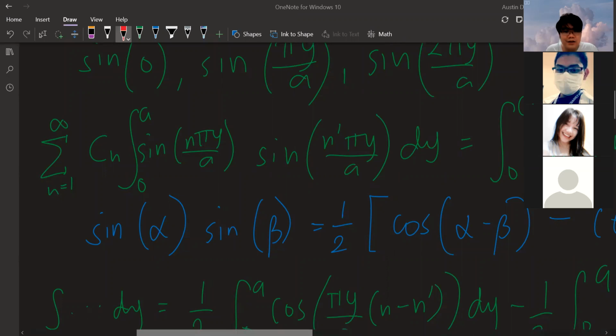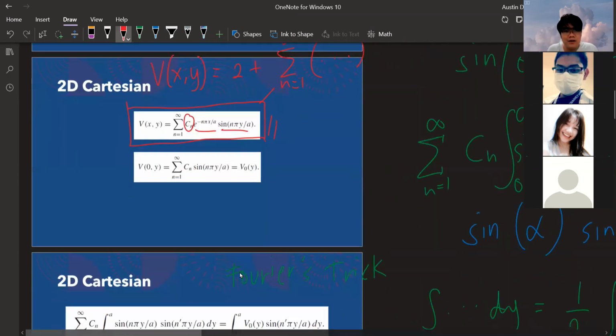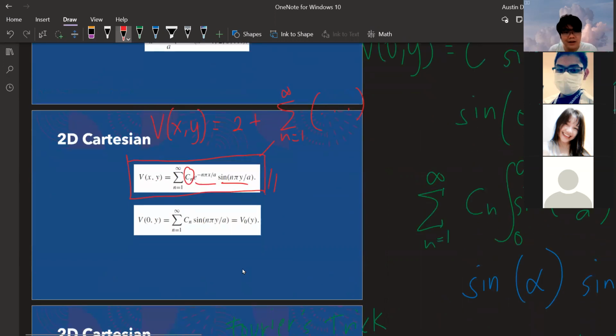Okay. So, ang problema kasi, ito yung problem natin, di ba? Kailangan natin mahanap ang the sum from n equals 1 to infinity of Cn sine n pi y over a equals V naught of y. Ang sakit pala sa mata, sorry. Dapat pala mag-white ako. Okay. So, hindi mo ito ma-factor out sa summation.